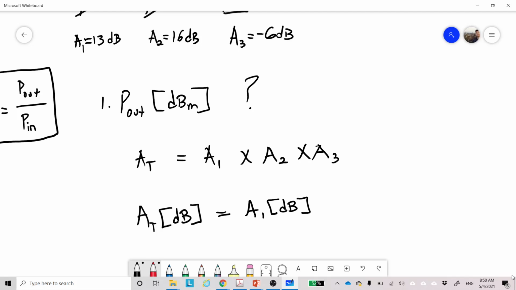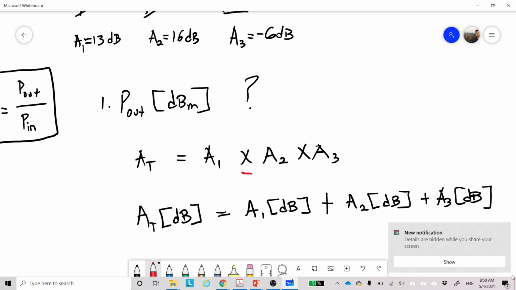what we need to do is A1 dB plus A2 dB plus A3 dB. So that means a multiplication process in the absolute value is a summation process in the decibel. So the multiplication process in absolute value is the same as the addition process in decibel.